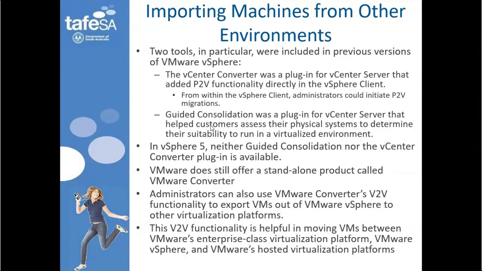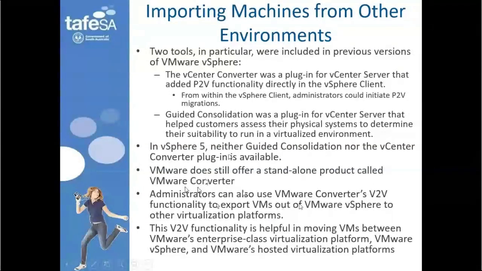Guided consolidation was a plugin for vCenter that helped customers assess their physical servers to determine if they are suitable to run in a virtualized environment. So we can have this other tool to assess whether the servers are able to be virtualized. In vSphere 5, neither guided consolidation nor the plugin is available, but VMware still offers a standalone product called VMware Converter. You can actually go get VMware Converter and still do this with that software.